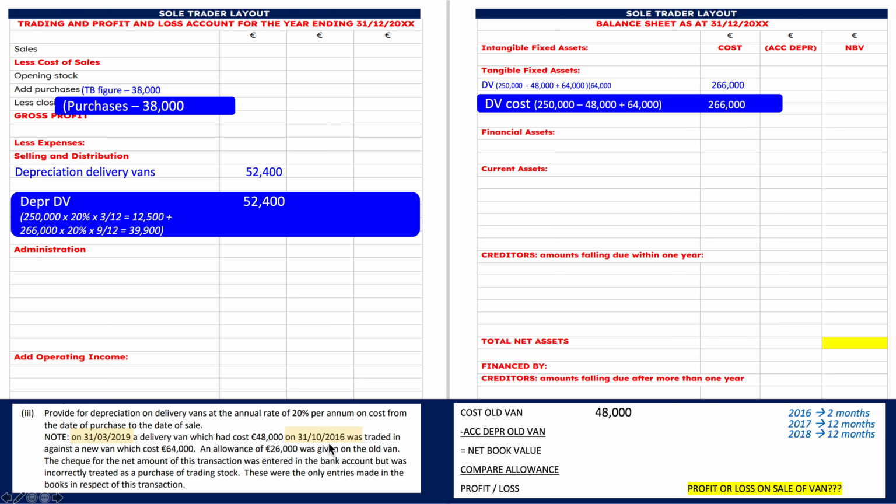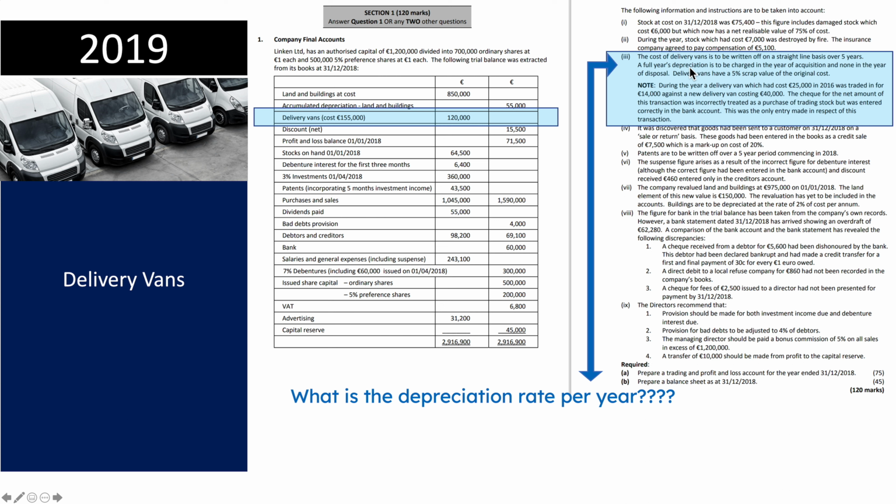Okay, so we're not told the depreciation rate for the year here. Back in 2019, when I was correcting this in the summer, I think I had nearly 400 papers to correct, and 3 people got this correct. So it was quite challenging for people. So we need to work out what is the depreciation rate for the year. Nobody could work this out, right? So the depreciation rate for the year is hiding in these first 3 lines here.